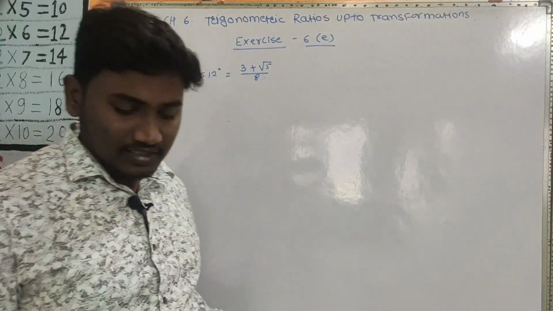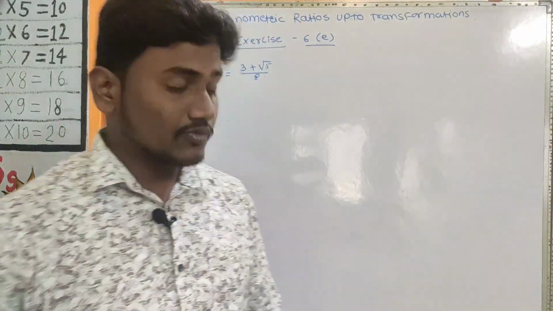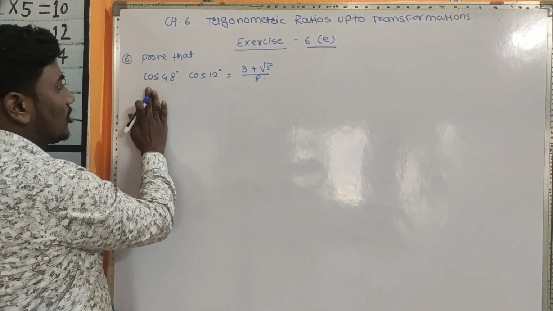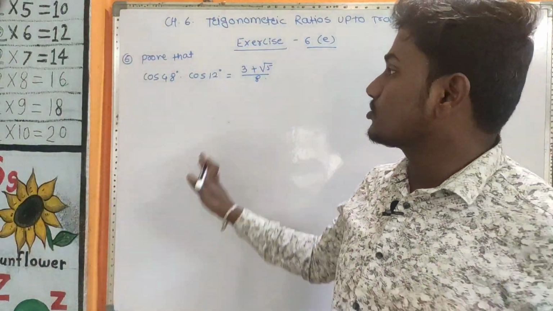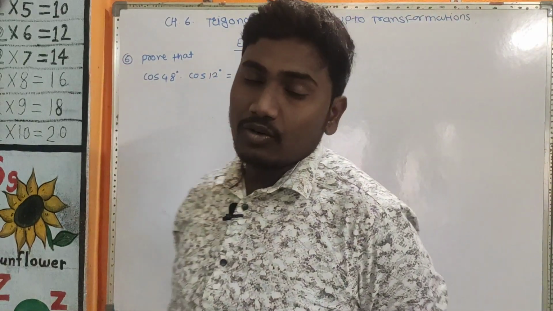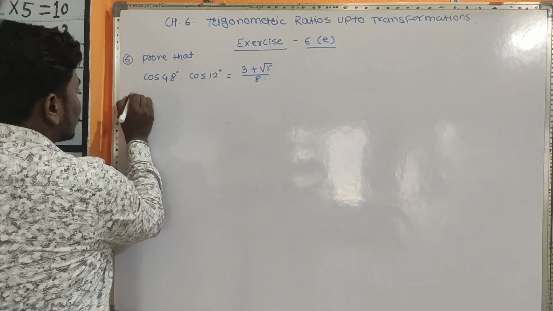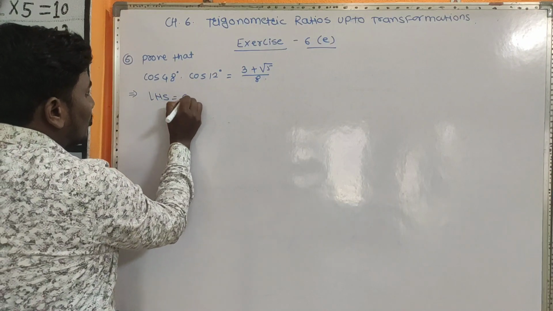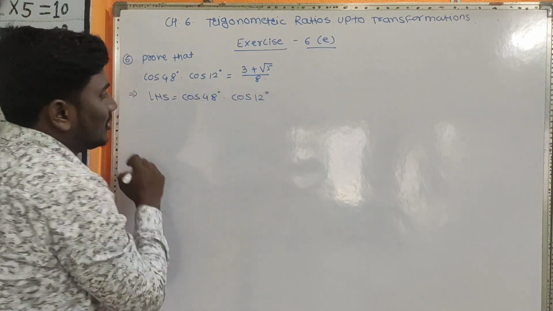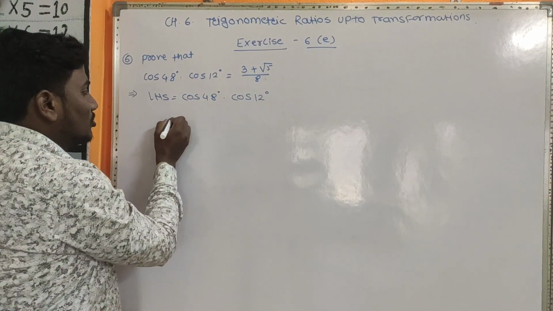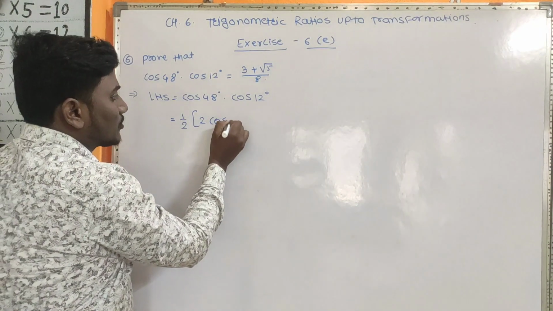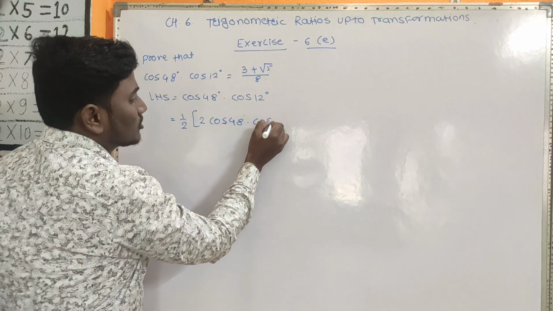Now this exercise 6C, trigonometric ratios up to transformation. Exercise 6C, question number 6, prove that cos 48 degree into cos 12 degree is equal to (3 plus root 5) divided by 8. Now we are going to prove this, so we take LHS. What is LHS? LHS is equal to cos 48 degree into cos 12 degree, which is nothing but, so we can multiply and divide by 2. So what we get? 1 by 2 into 2 times cos 48 into cos 12 degree.